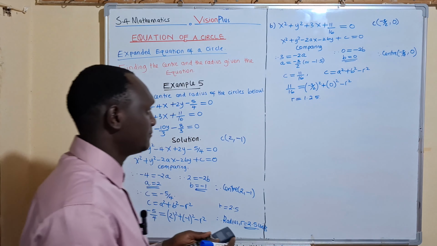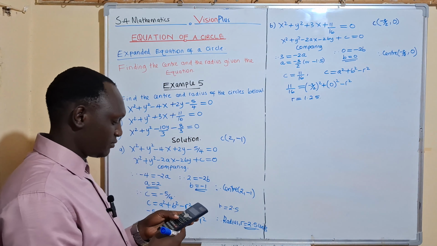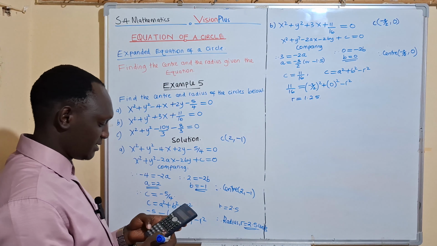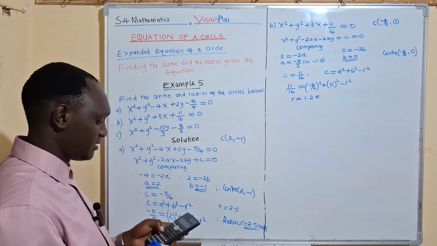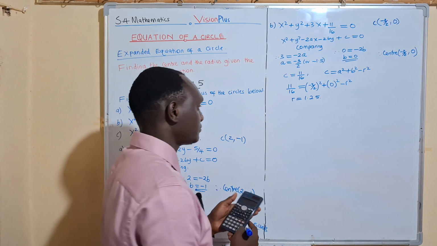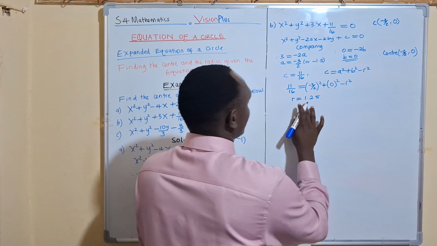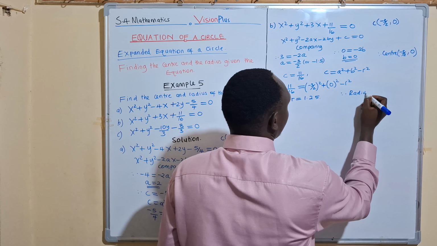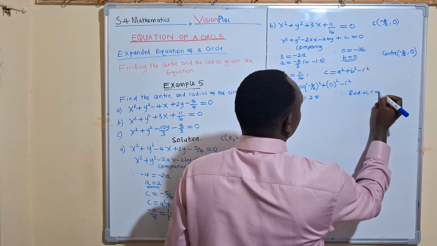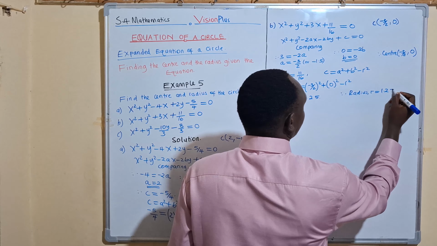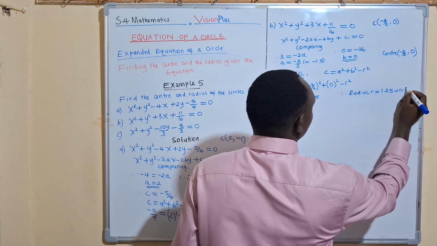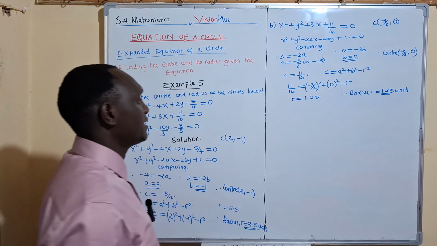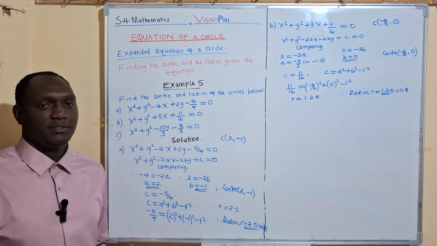Let me prove again. Negative 3 divided by 2 squared, and then minus 11 divided by 16. Then I take the square root. Yeah, I'm getting 1.25. So therefore the radius R in example B is 1.25 units, which you can have in fractions, no problem. So that is the center and that is the radius in part B.